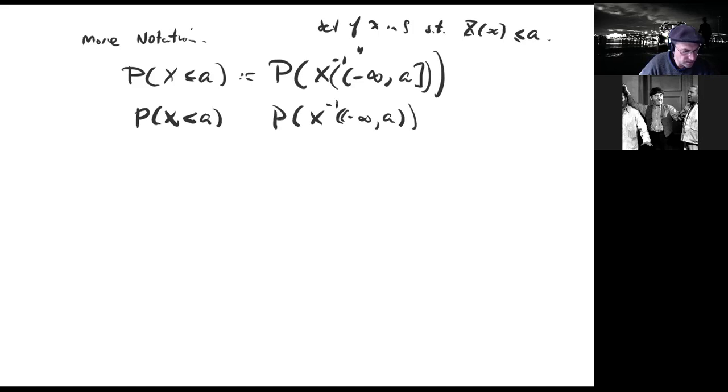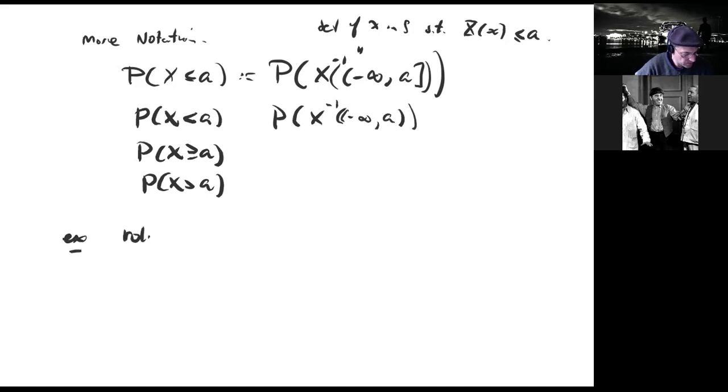And we have the probability similarly that X is bigger than or equal to A. And we have also the probability that X is bigger than A. And I'll leave the definition to you. You probably can figure that out. So here's an example.